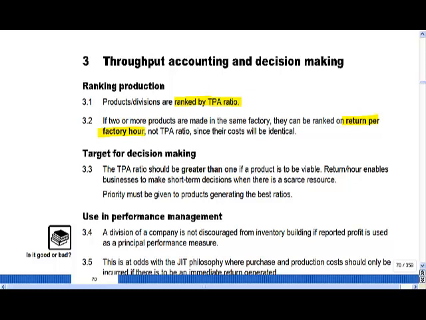So products in the same factory, just go to return, unless obviously the question specifically asks you to calculate the throughput accounting ratio. If it just wants to know which are the best performing, then use return. Okay. Now your ratio should obviously be greater than 1 if your product is viable.